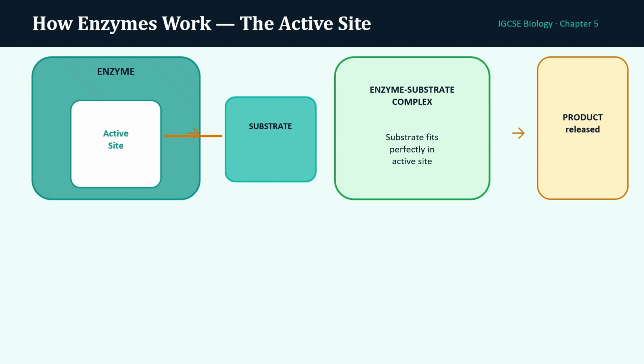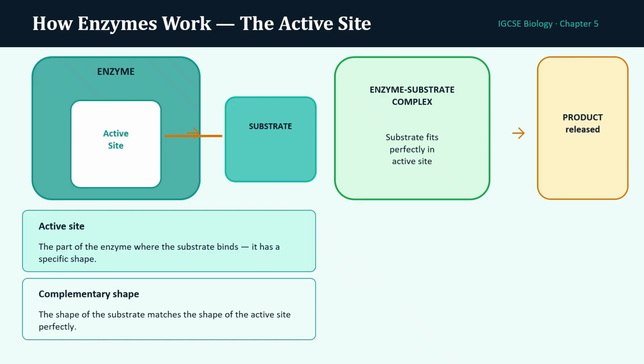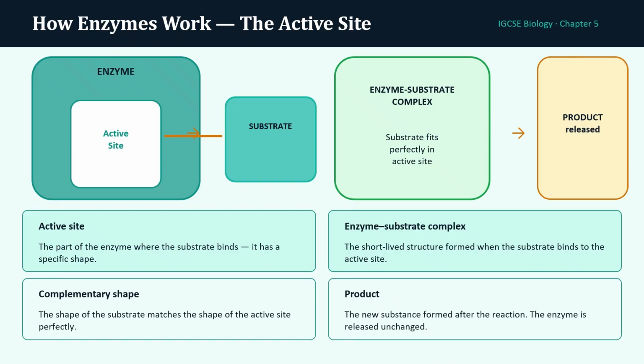So you have to remember 4 keywords, 4 key terms that can appear in your exam. Active site, complementary shape, enzyme-substrate complex and the product.